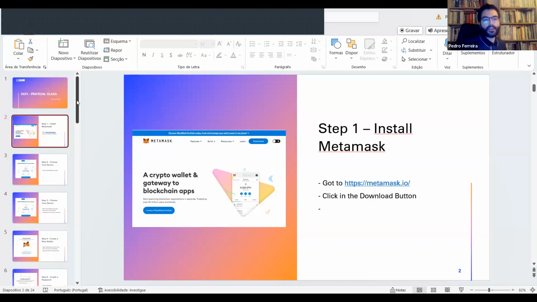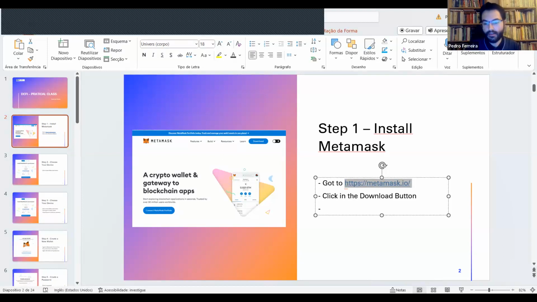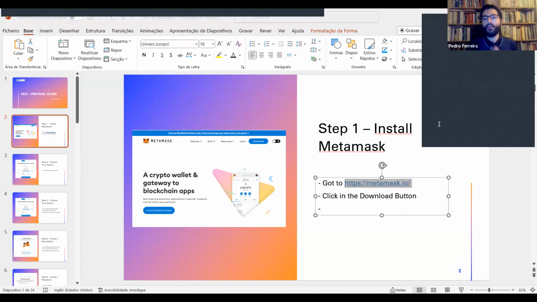So the first step is to go to this link, metamask.io, and I'll put it in the chat so you can go there. Basically, what is MetaMask? MetaMask is a wallet. Think of it as your own portfolio that will be deposited on this wallet, and only you can manage it. So you can start by clicking the download link.